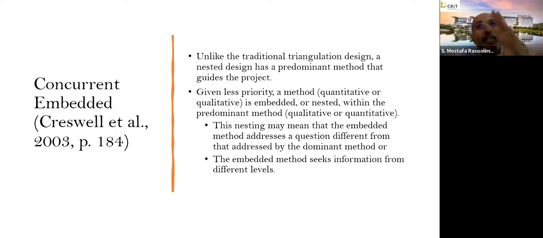So this data can be collected concurrently. We should not wait for the result of quantitative to collect qualitative, right? So for this one, we can have a complete picture. So this can be completeness for the purpose of research. Sometimes we have compensation for this concurrent embedded.